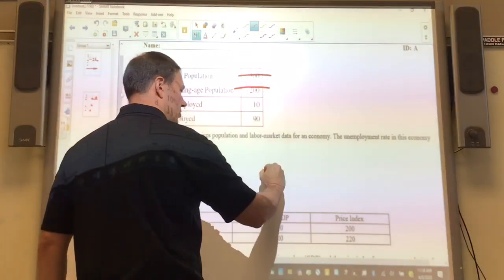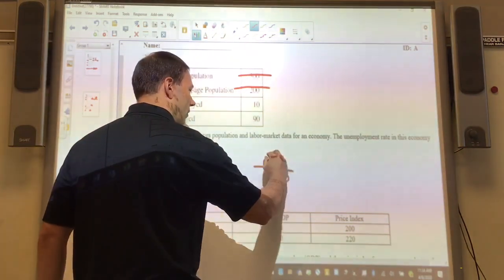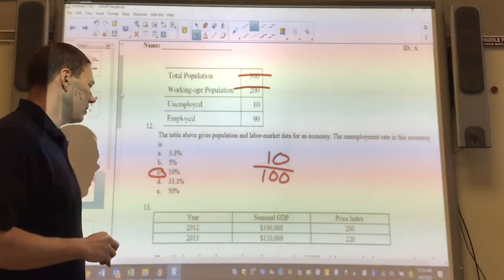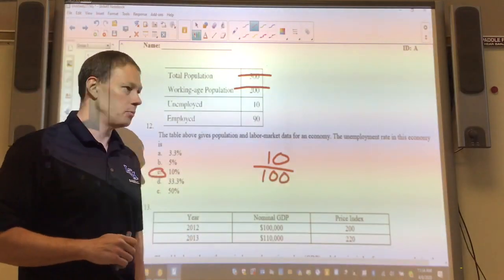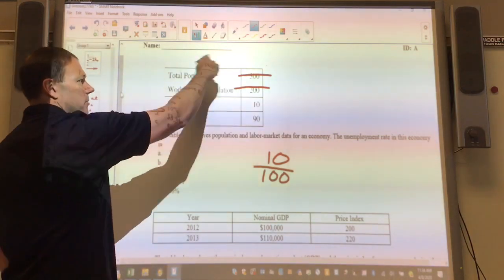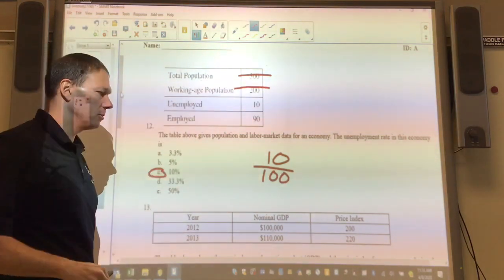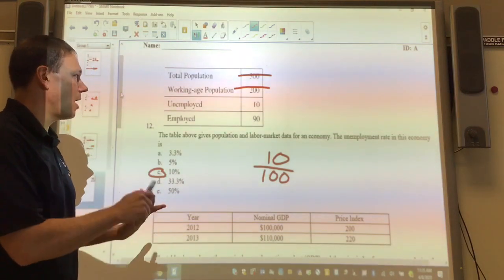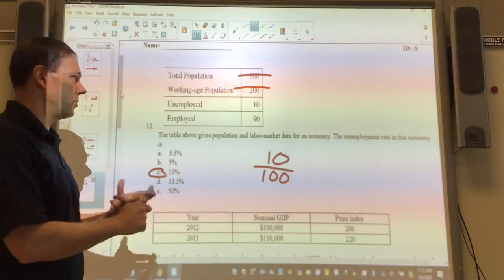So 90 plus 10, so our labor force is 100. Of those 100, 10 of them do not have jobs. Ergo, the answer is C, 10%. Okay, so 10% of people do not have jobs. Again, don't get tripped up. They love to give you this kind of stuff to try to trip you up, and usually it's irrelevant. You're just looking for the number of people that have a job plus the number of people that want a job. That's your labor force.